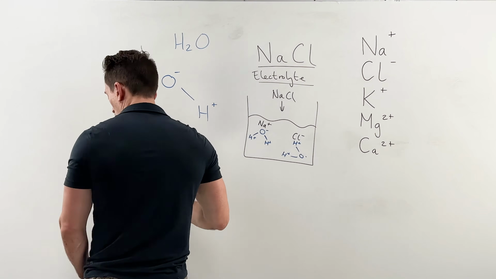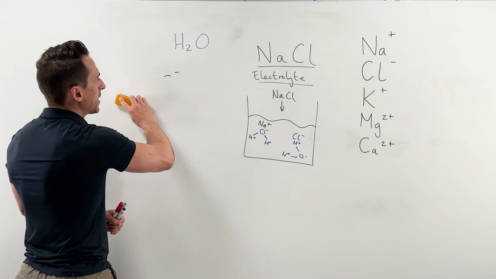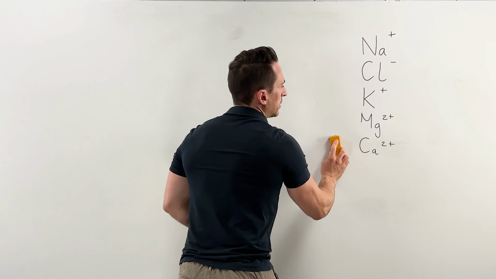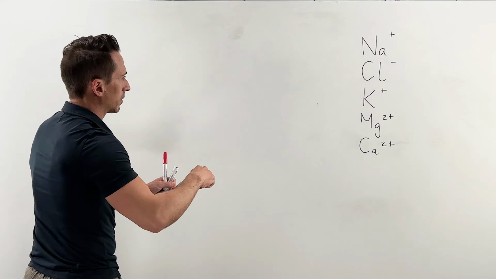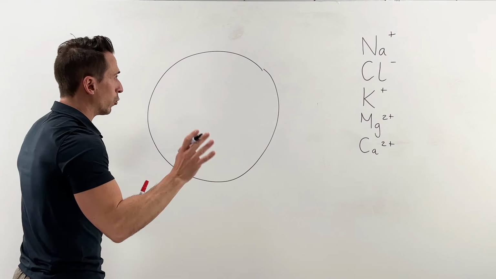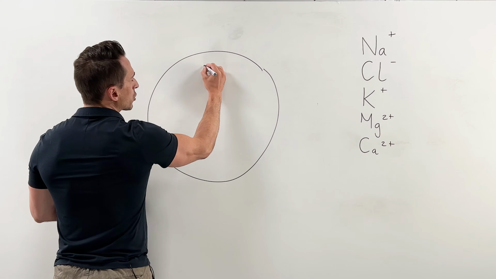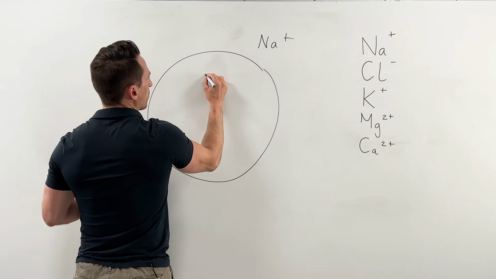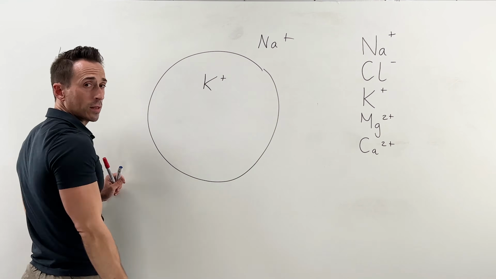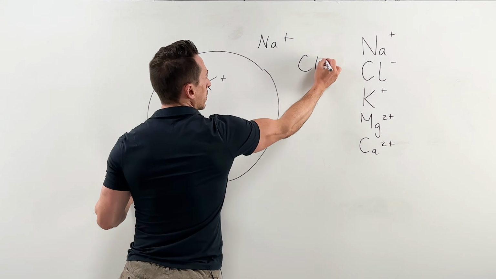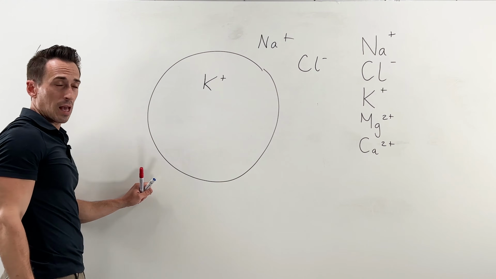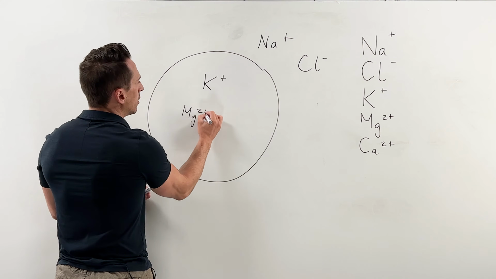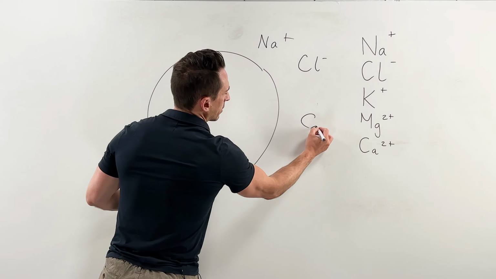So let's now take a look at what's happening inside of a cell, right? So here's a normal cell. What we know is that most of the sodium is located outside the cell. Most of the potassium is located inside the cell. Most of the chloride is located outside the cell. And what we're going to find is most of the magnesium is located inside the cell. Most of the calcium is located outside the cell.